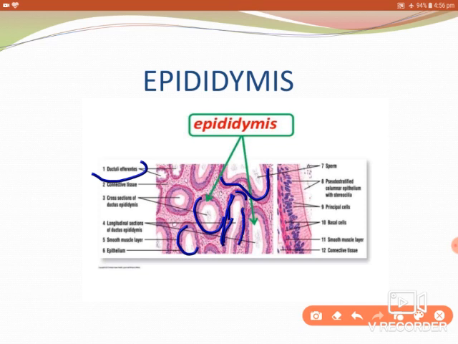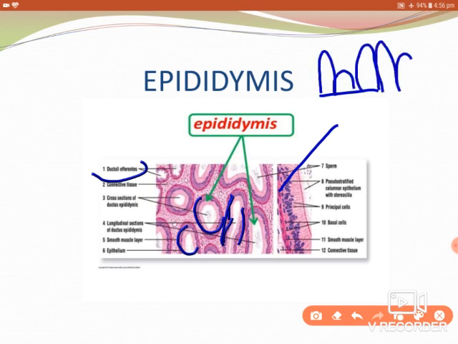It is lined with epithelium. Here in this high power view you can see the epithelium. This epithelium is pseudostratified columnar with stereocilia. There will be tall columnar cells and short basal cells. The nuclei of the columnar cells are in the basal part. The nucleus is oval.